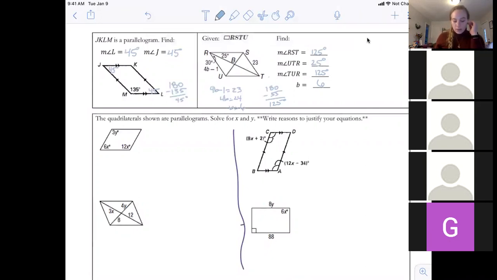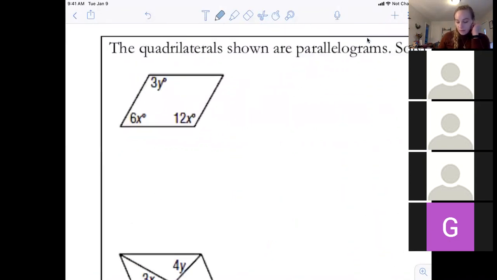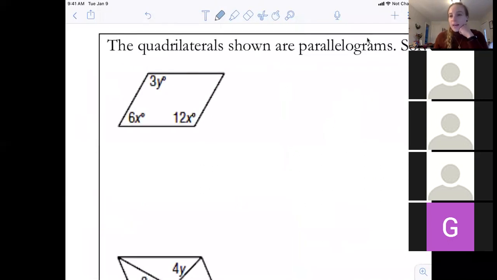These quadrilaterals are parallelograms, so we need to solve for x and y. So I need someone to help me. We have to do x first. So who can help me solve or set up an equation for x? Who knows how to solve for x? How am I going to figure out what x is?